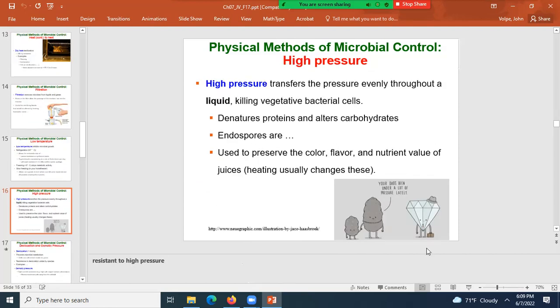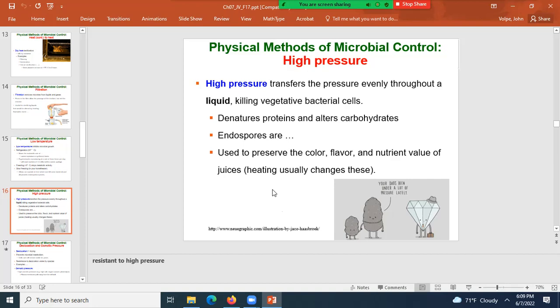High pressure is another method that can be used to control microbial growth. High pressure transfers the pressure evenly throughout a liquid, and this kills vegetative bacteria cells. High pressure denatures proteins and alters carbohydrates. Endospores are not killed by high pressure. But high pressure does preserve the color, the flavor, and the nutrient value of the agent being subjected to the high pressure. And that is why juice is frequently treated with high pressure before it's sold.